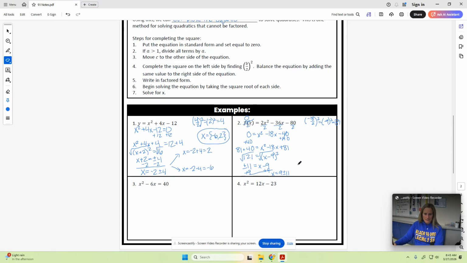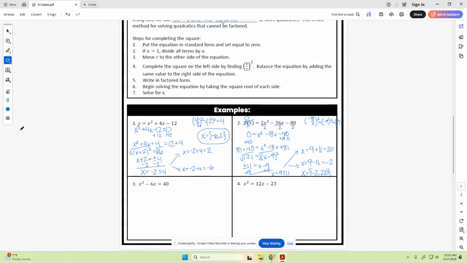So let's go write this out separately now. I have x is equal to 9 plus 11 is going to be one solution, and x is equal to 9 minus 11 is going to be my other solution. So 9 plus 11 is 20, 9 minus 11 is negative 2. So my solution set is negative 2, 20.